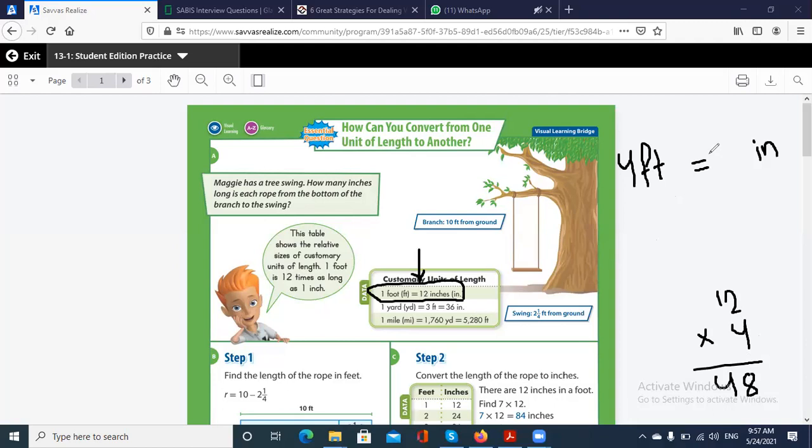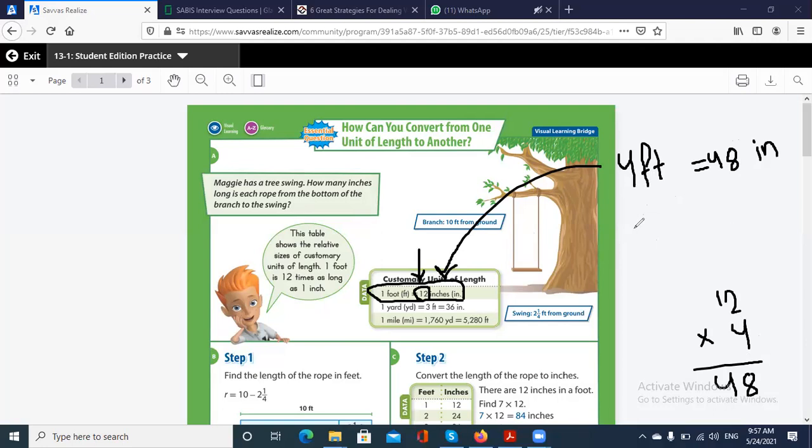So the answer here will be what? 48. That's it. Okay. So if I want to convert from feet to inches, I will go to the table and look what number is between them. What is the relationship between them? So we have a 12. So I need to multiply by 12.